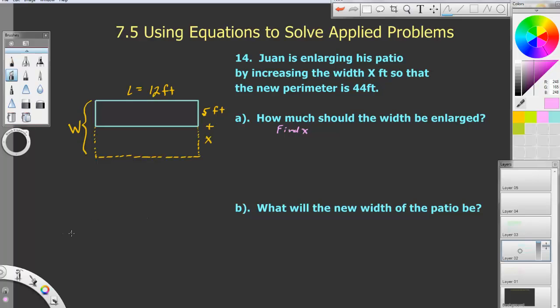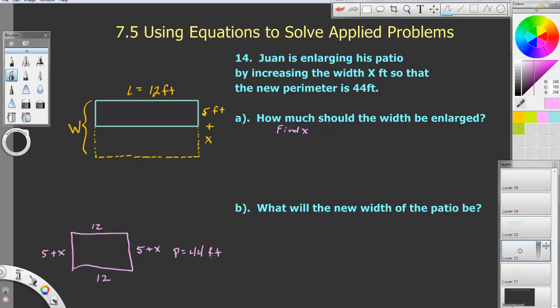So let me draw a little sloppy picture here of this, assuming that this is the whole thing. So it would include this whole dotted line here. If we label this 12, and this side here would be 5 plus x, and this was a perimeter problem, then this side here would equal 12. And if you think you got this, go ahead and pause it and try it. This side over here would be 5 plus x. And that whole thing, the perimeter, would equal 44 feet.